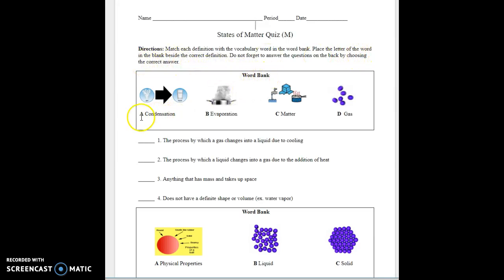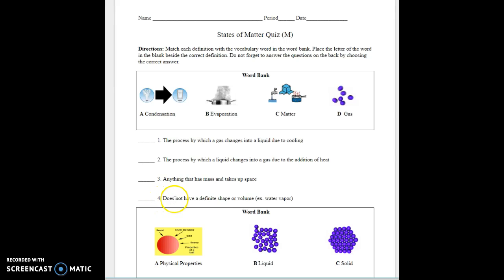Word bank. A. Condensation. B. Evaporation. C. Matter. D. Gas. Number 1. The process by which a gas changes into a liquid due to cooling. Number 2. The process by which a liquid changes into a gas due to the addition of heat. Number 3. Anything that has mass and takes up space.